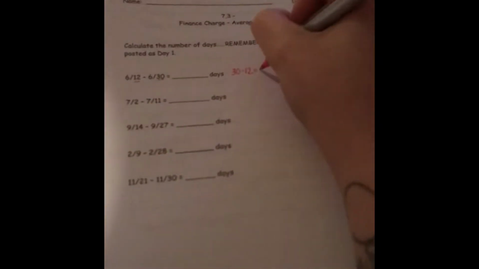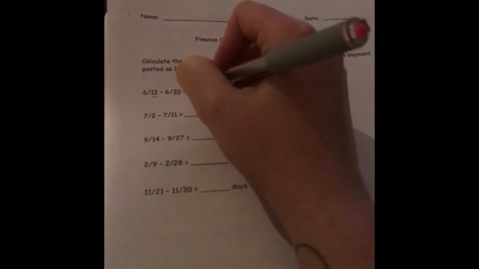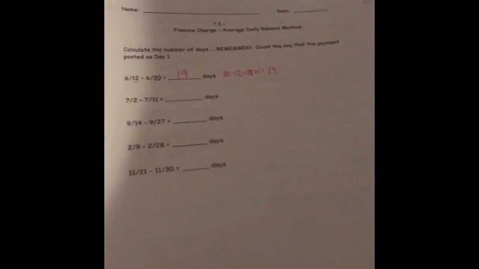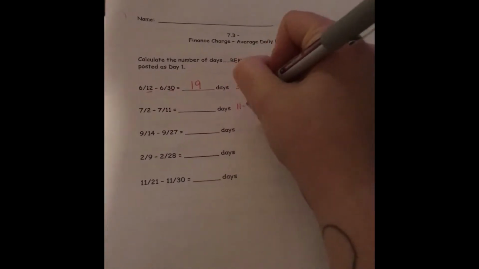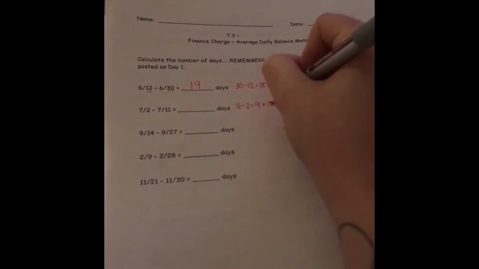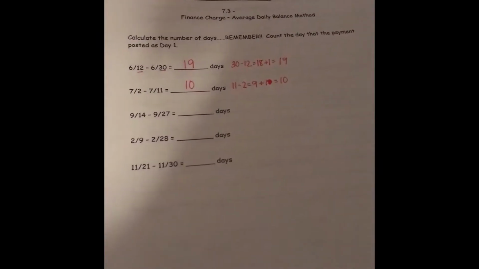So I would take 30 and subtract 12, which gives me 18. So there are 18 days from the 12th to the 30th. To count the 12th, I have to add 1, so there's really 19 days. And we're going to do that for each and every one. So 11 minus 2 is 9. Add 1, and the answer is 10. So go ahead, take your time, pause the video, and work out the rest of these for me, please.